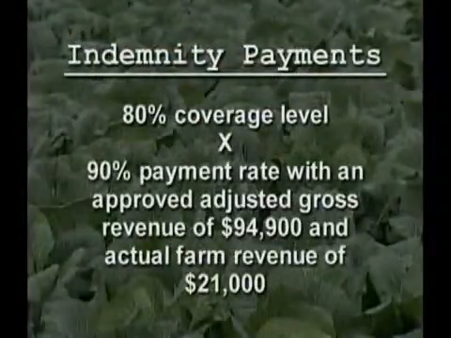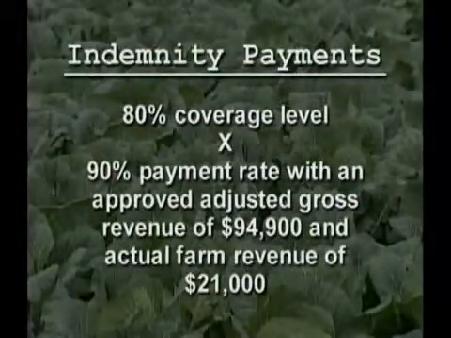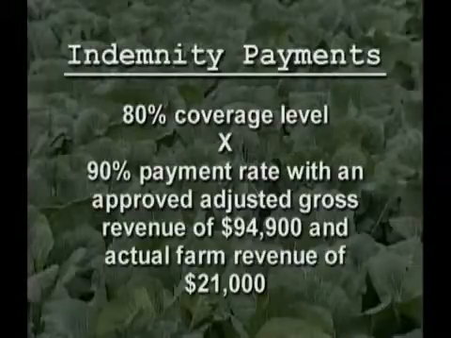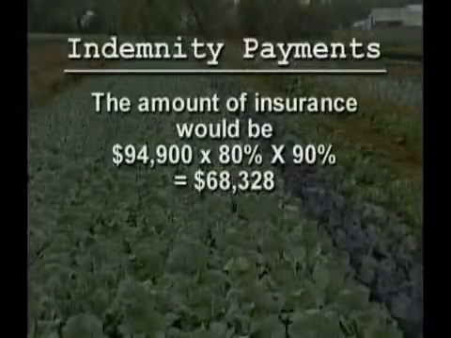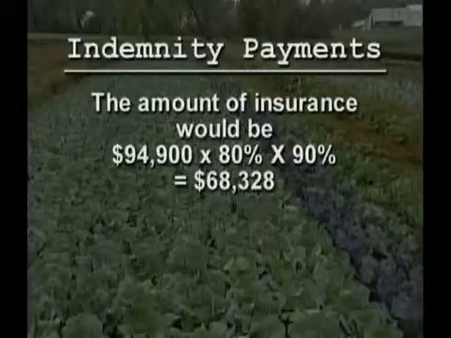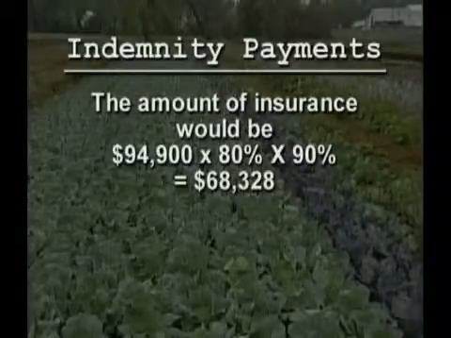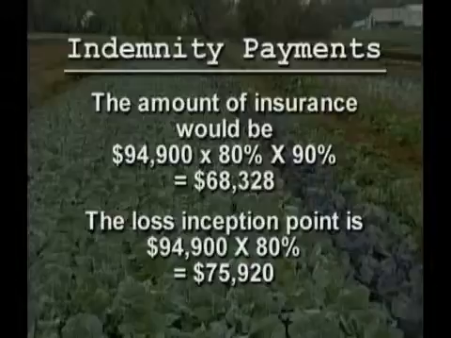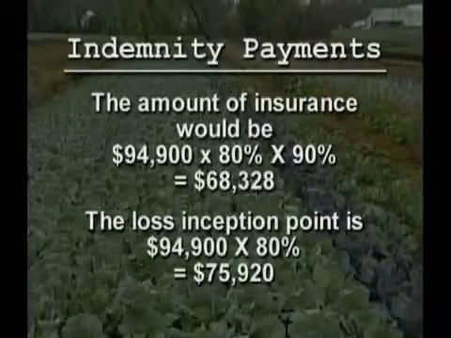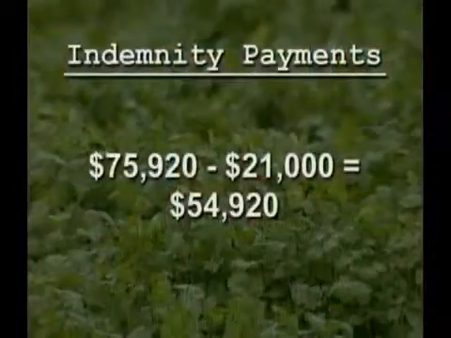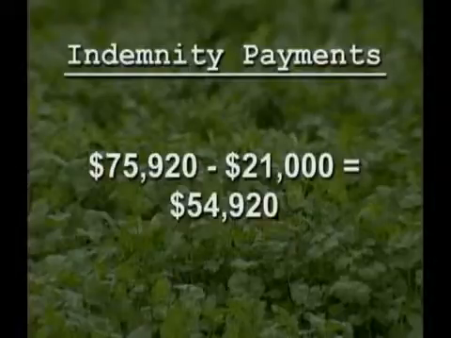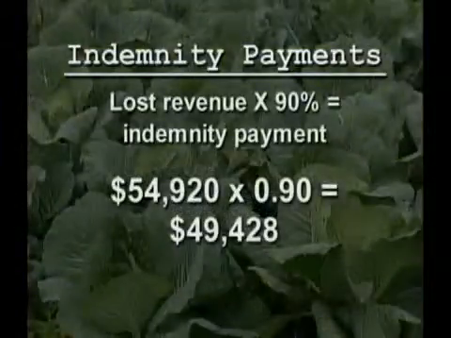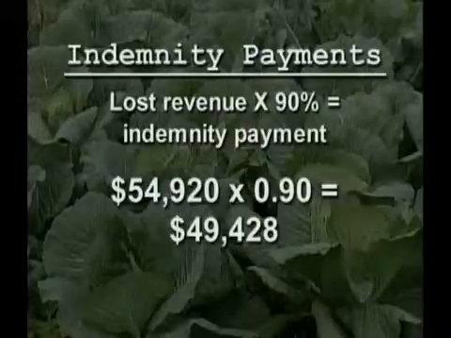As an example, for a loss of payment or indemnity, let's say the producer selects the 80% coverage level and a 90% payment rate, and his approved adjusted gross revenue is $94,900, and the actual farm revenue for the year is $21,000. The amount of insurance would be calculated as follows: $94,900 times 80% times the 90% payment rate for $68,328. The loss inception point is calculated as follows: $94,900 times the 80% results in $75,920. The producer's revenue to count, or the $21,000 from the annual year income, would be subtracted from the loss inception point, resulting in loss revenue of $54,920. The loss revenue is then multiplied by the payment rate, the 90%, resulting in an indemnity payment of $49,428.